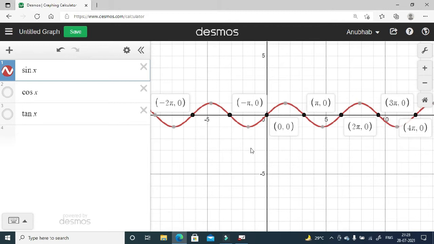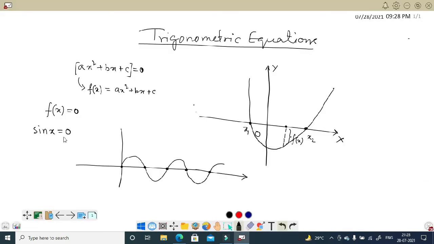Now you can recognize a pattern here. See, it is 0, then pi, then 2 pi, then 3 pi, then 4 pi, and so on. So these are the integer multiples of pi. So we can directly write them here. We can say that for sin x equals 0, we will get the solutions like this: x is equal to n pi, where n belongs to Z. So these are all the solutions for sin x equals 0. Okay, so from the graph we can easily see it.